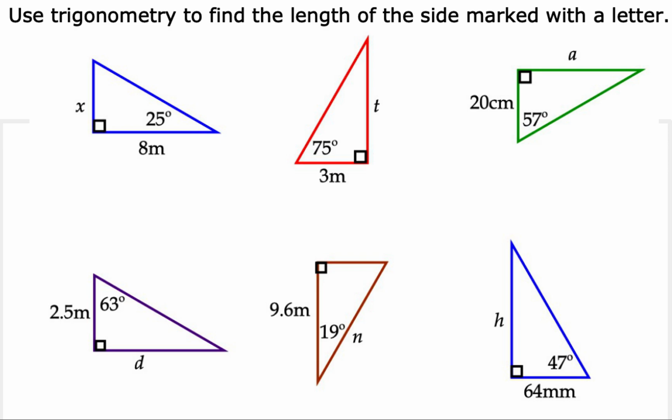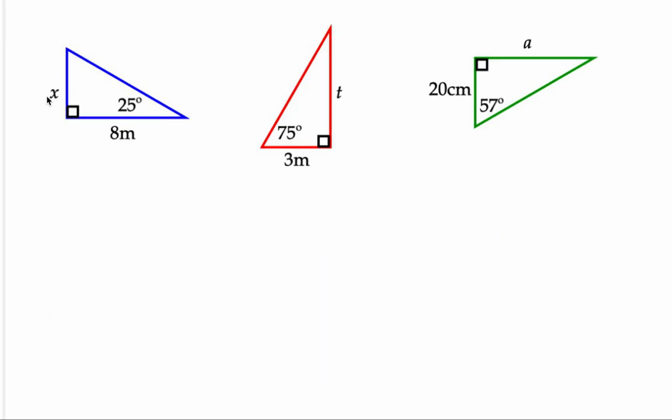Okay, so let's have a look at the first three questions here. We've got right angled triangles, and in each case we're trying to work out the letter that's marked on each one. So the first one in blue, let's have a look and see what we've got. We've got a right angle here, which means that this side is the hypotenuse. With 25 degrees marked in there, that's going to be the opposite. And the other side is going to be the adjacent side.